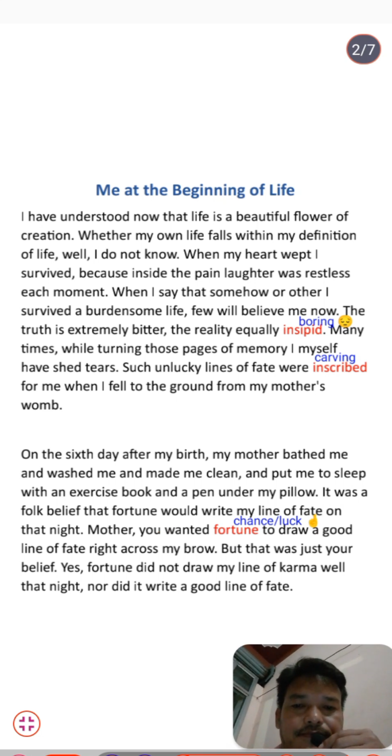At that night, mother, you wanted fortune to draw a good line of fate right across my brow. Mother, you maintained that fortune or luck would define the distant boundary of destiny right across my brow. Brow here means forehead. But that was just your belief. Yes, fortune didn't draw my line of karma well that night, nor did it write a good line of fate.